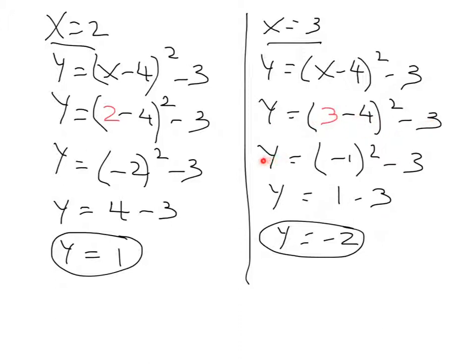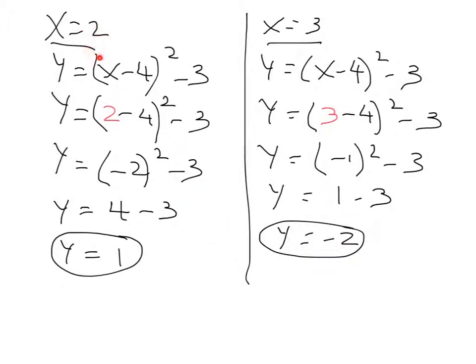Now y equals 3 minus 4, which is negative 1. I rewrite the square minus 3. Y equals negative 1 to the second power is positive 1. Minus 3 is going to give me negative 2. So I'm going to put that negative 2 on my table of values.